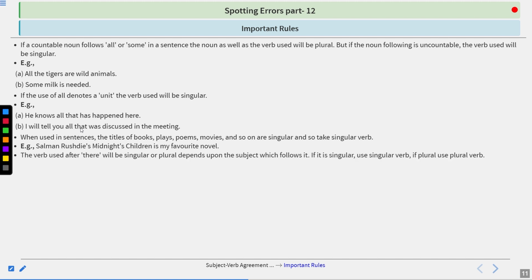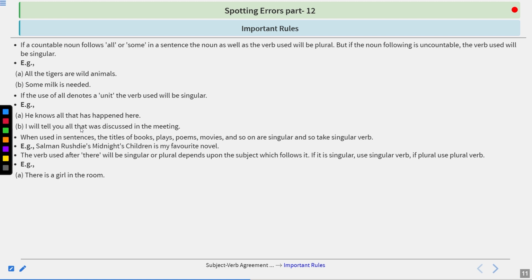The verb used after there will be singular or plural, depending on the subject which follows it. If it is singular, use a singular verb. If plural, use a plural verb. There is a girl in the room. So here, a girl, which follows there is, is singular. That's why we have used a singular verb.